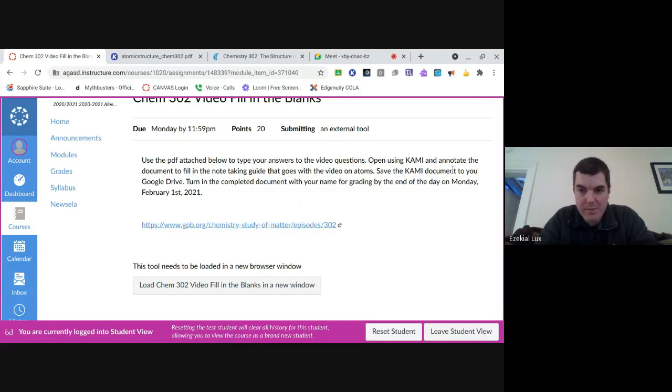Then open it using Kami and annotate the document to fill in the note-taking guide that goes with the video on atoms. I'm going to give you the first couple here to send you on your way. After you're done, you'll save it to your drive, and then you'll turn it in to me and hit submit. I want this done by the end of the day today, February 1st, for your 20 points. That'll lead us up into making sure that we don't get too far behind, and we can focus just on the Atoms Family packet for the next 2 days.